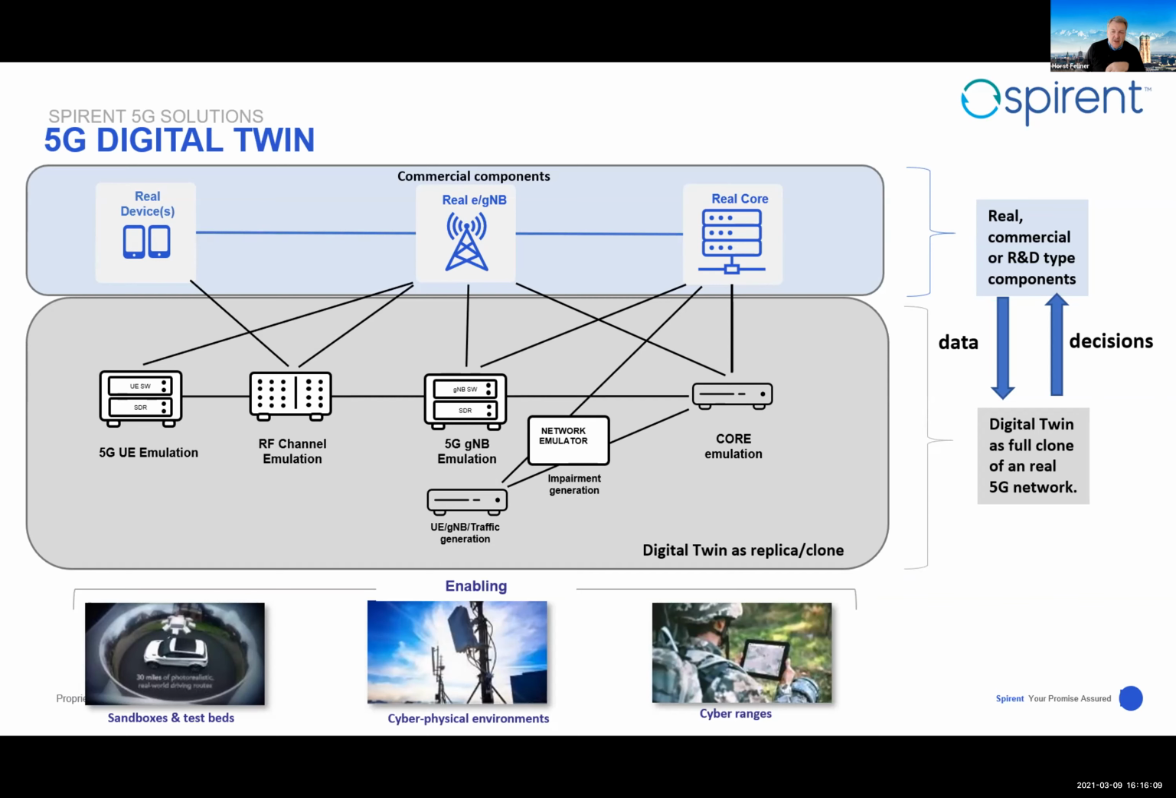So this gives a very high flexibility and allows the digital twin to be used in a various range of use cases and as well of industries. So, from sandboxes, test beds, to emulating any kind of cyber physical environments, up to cyber ranges for security. And then data and devices can be interacting between the real and emulated data, and that makes it so useful.